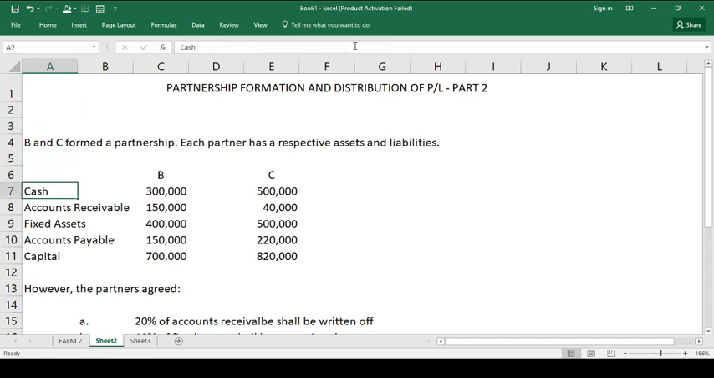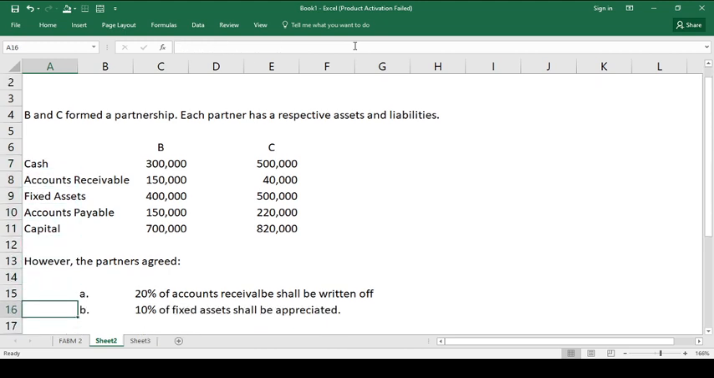Because this is just a continuation of the first part, I prepared a problem so that it is easier for me to impart. So the problem here is about two partners. I did not say whether it is a company or a natural person, so you can assume it as a natural person or a business entity. Whether it is a natural person or a business entity forming a partnership, we will have the same treatment.